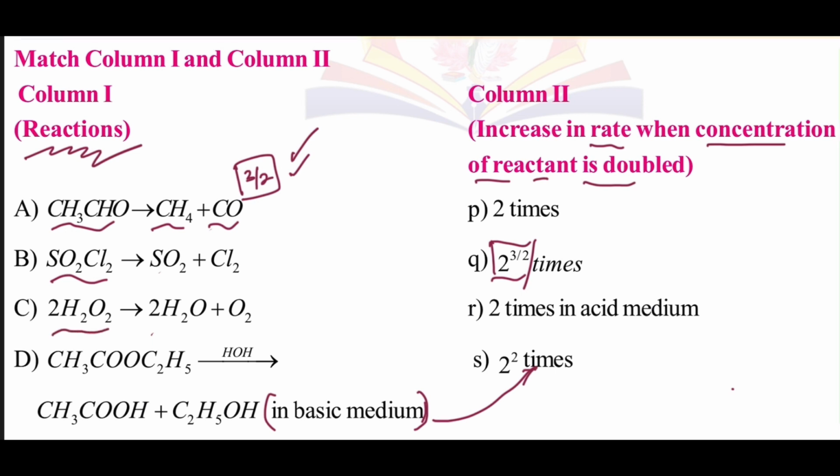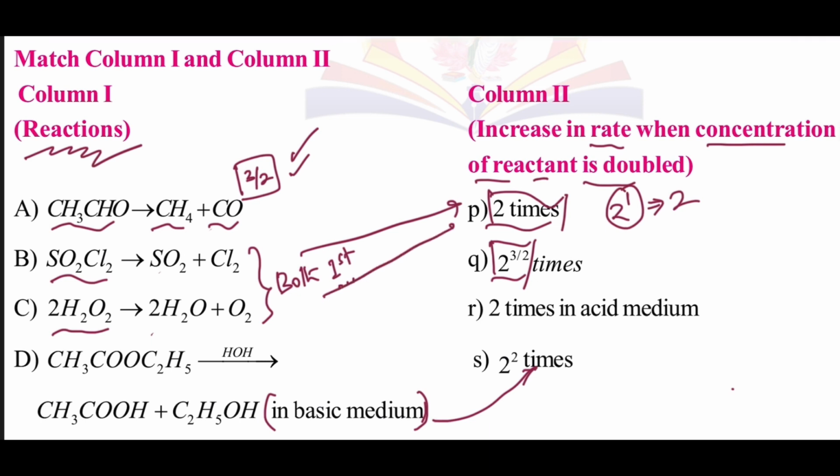SO2Cl2 and 2H2O2 both are first order reactions. When they are first order reactions, when you are increasing the concentration, rate also becomes 2 times, that is 2 to the power of 1 time. 2 to the power of 1 time is nothing but 2 times. So for these two it is P. For this it is Q.